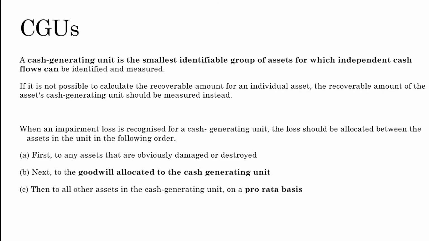First, we will give impairment to any particular assets which are obviously damaged or destroyed. So if in the question they've given that this particular asset has been damaged or destroyed, then obviously it means that it has gone through impairment, so any particular assets come first. Then we will give it to goodwill of the cash generating unit. Then we will give it to all the other assets on a pro rata basis, meaning in proportion to their carrying amount. So first to any particular assets, next to goodwill, and then to the remaining assets on a pro rata basis. This is the way that you allocate the impairment loss which has happened to the whole entire CGU to the assets inside the CGU.